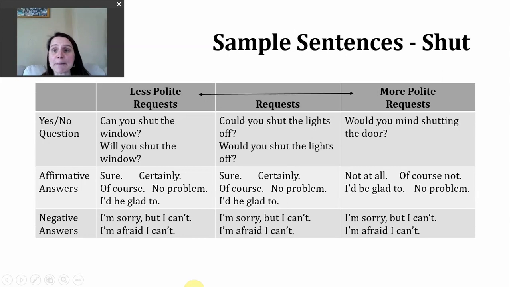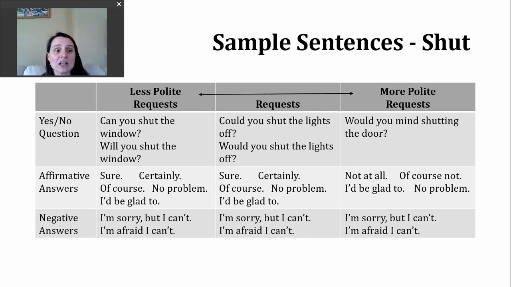Let's look at some more sample sentences with shut. Today, I want us to look at modals and how we make requests. We're going to start with less polite requests, and you can see all of these are going to be questions. Okay? So you might say to a friend or a family member, can you shut the window? Or will you shut the window?